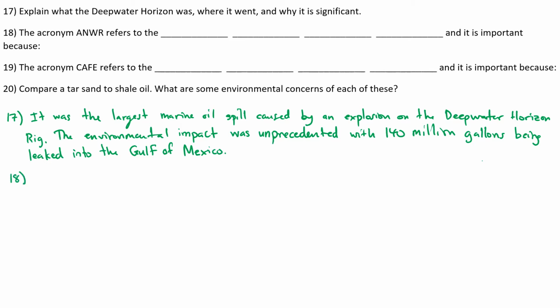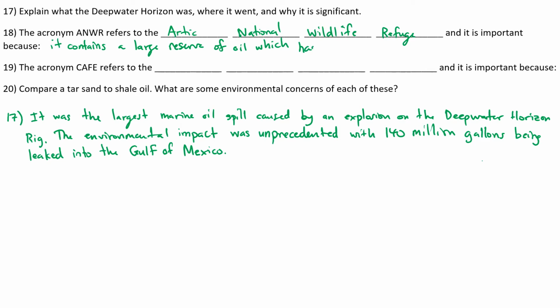Okay, 18. So I guess I can write it there. The acronym ANWR refers to the Arctic National Wildlife Refuge, and it's important because it contains a large reserve of oil, which has been a topic of debate for decades.